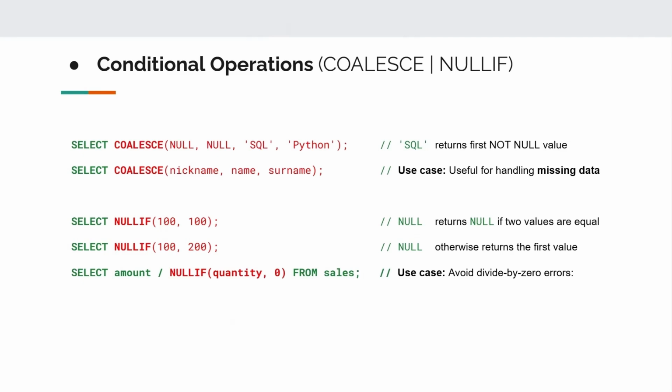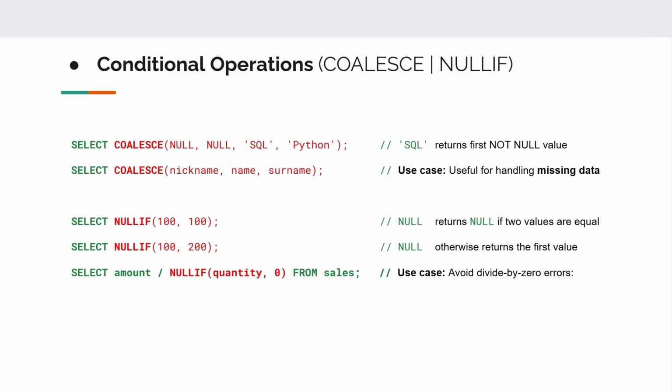Coalesce accepts unlimited number of arguments. For example, here we have 4 different arguments, and first not null value is SQL. That's why it returns SQL back. Let's understand what's the use case, why we need it. Imagine without this Coalesce, we have only select nickname. What will happen? If nickname is null, select query will return back the null. In that case, if nickname is null, it will return name. If name is also null, then it will return surname. If nickname is missing in a database, you can return something else.